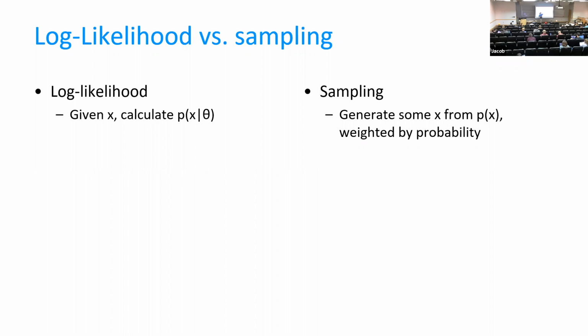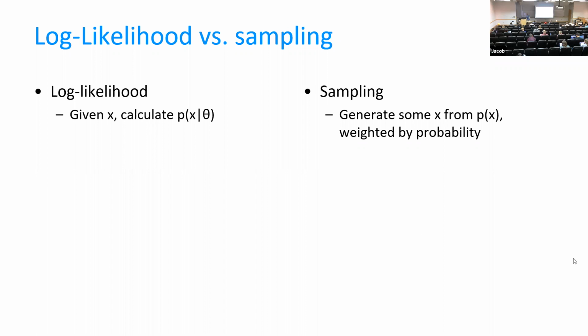Okay, so then sampling, on the other hand, we don't have an image. We want to generate an image. We want to generate an image from a probability distribution over images weighted by the probability of that image. We want to be able to generate images of cats, for example, and we want to sample realistic images of cats more often than we sample images of horses or just white noise. Any questions on log likelihood versus sampling?